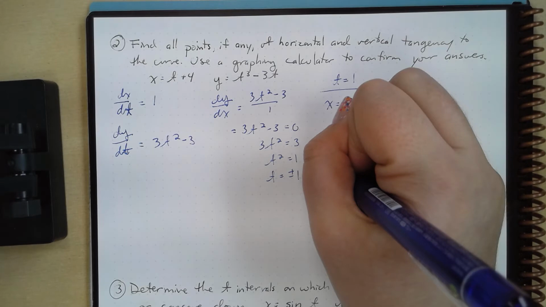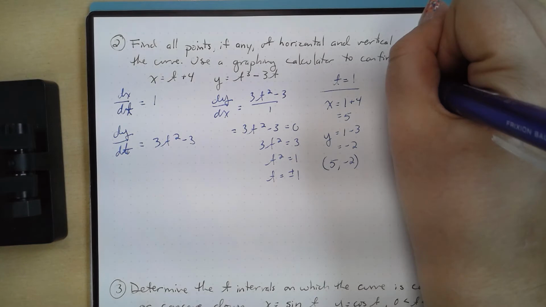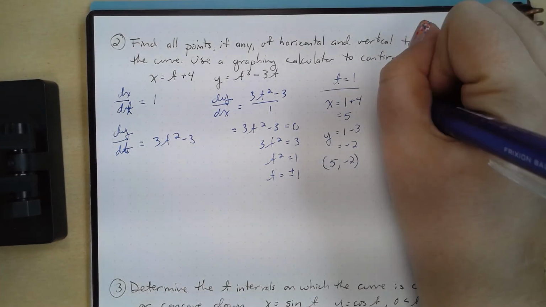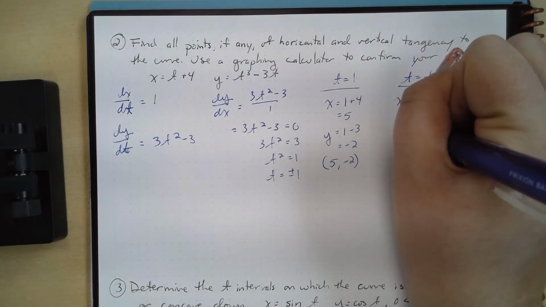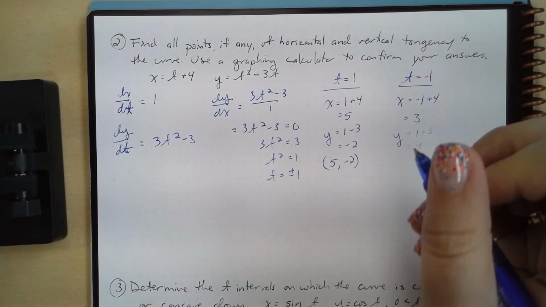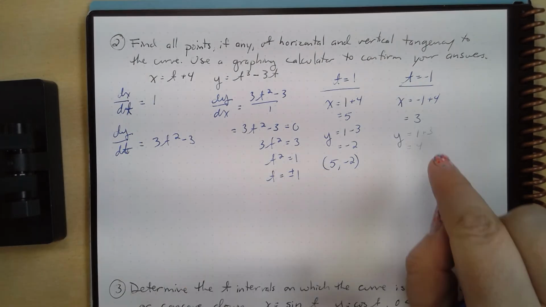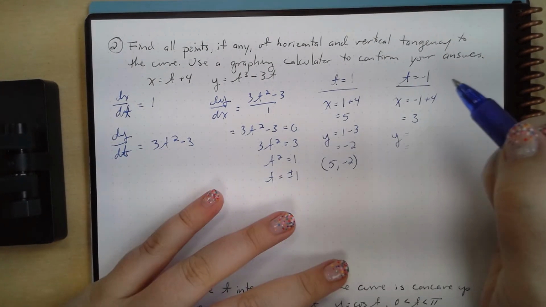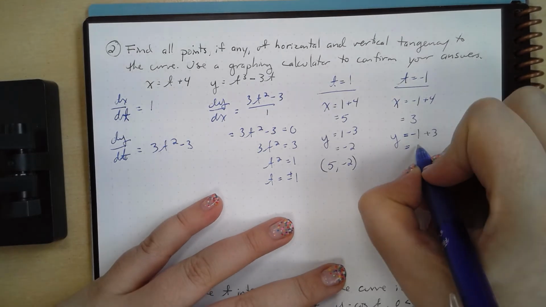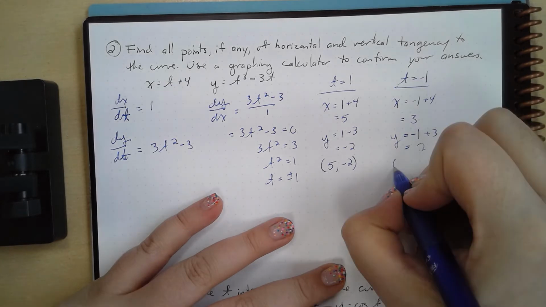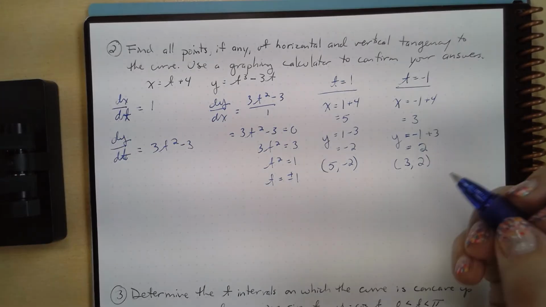Right? What about when t is equal to negative 1? When t is negative 1, x is going to be negative 1 plus 4, which is 3. Y will be 1 plus 3, which is 4. Did I do that right? Negative 1. Nope, I did not. Negative 1 cubed is still negative 1, students. Okay. Negative 1 plus 3, which is equal to 2. Good. So then I should have another point of tangency at (3, 2). All right? And these are horizontal, just so you know, but let's actually check this in the calculator.